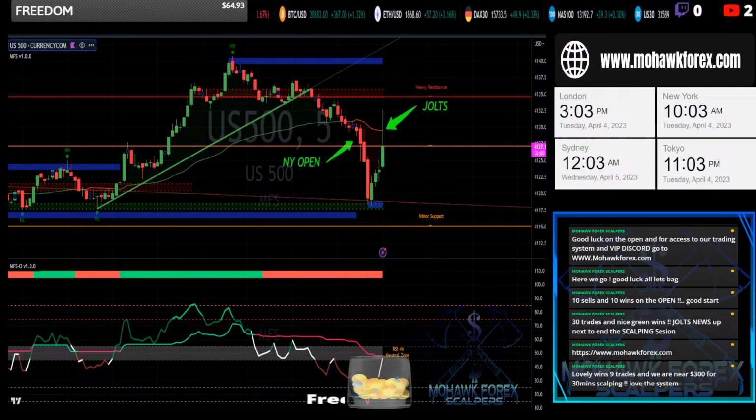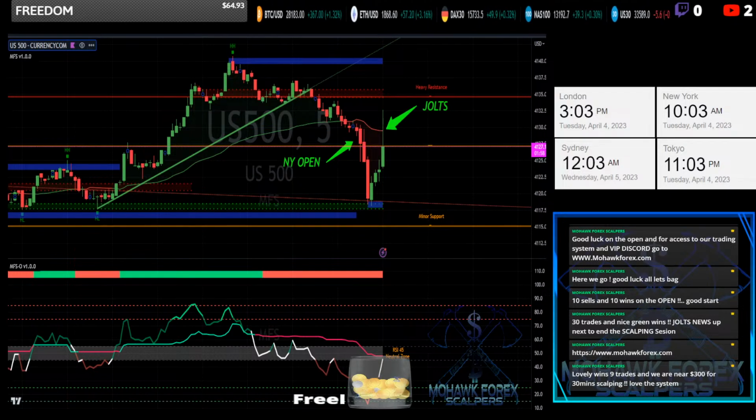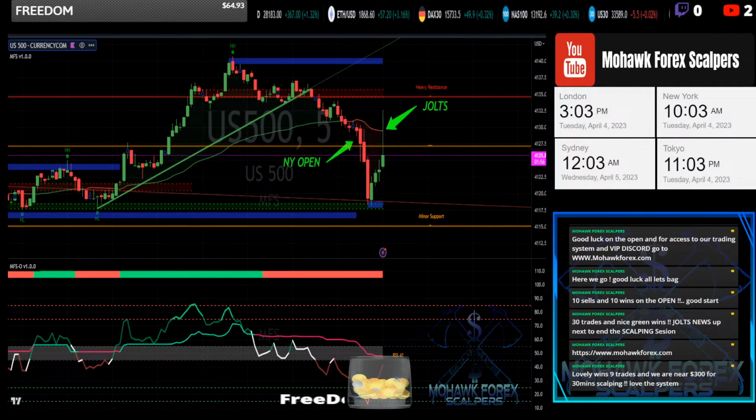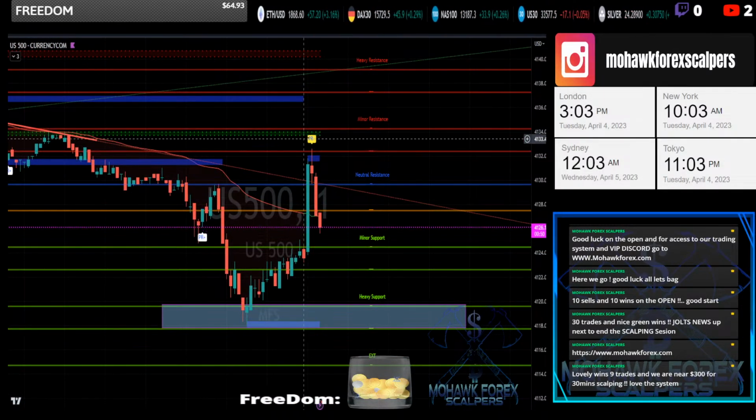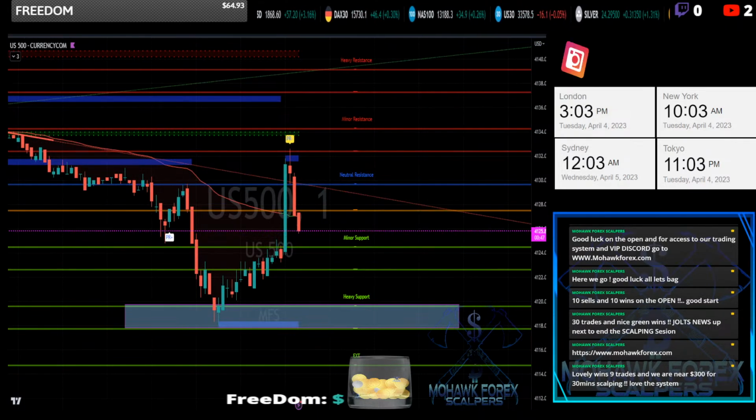That's perfect. See how it's rejecting. Look at that. So you've got the sales in. There you go. Look at that. Look at the reversal. The reversal indicator spot on.